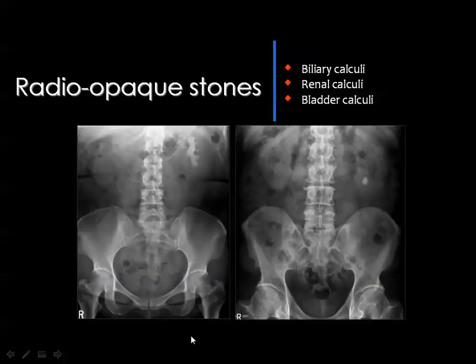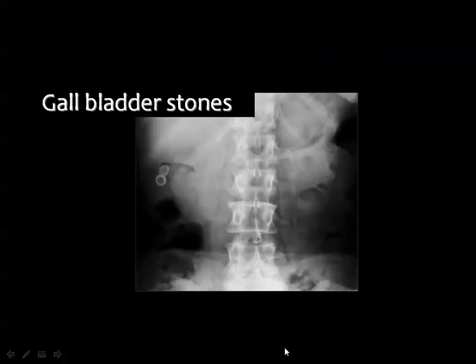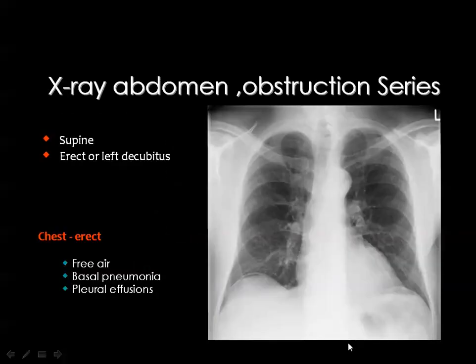And these are examples of the urinary tract calculi. This is a small radiopaque calculus in the left renal area, and this is what we call the staghorn calculus in the left kidney. And these are two radiopaque stones outside the renal shadow representing gallbladder calculi.